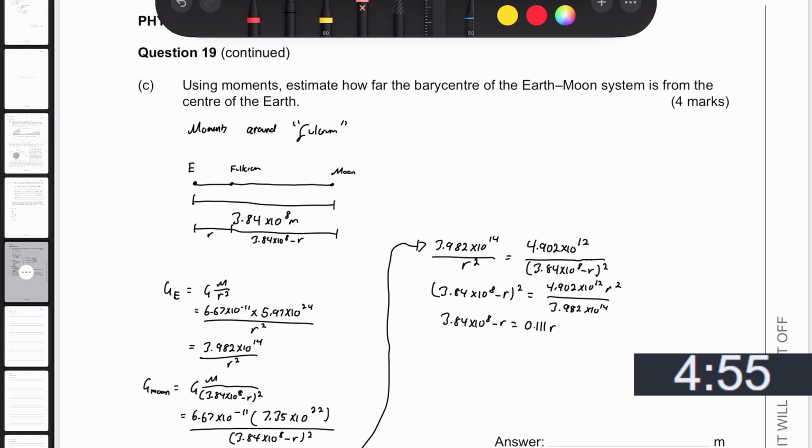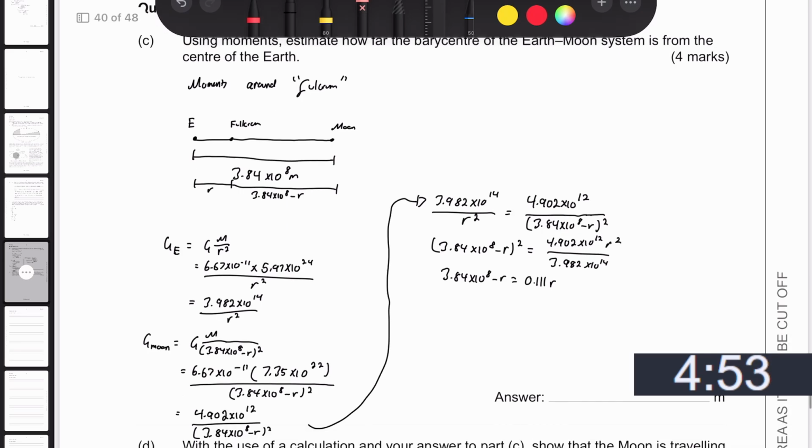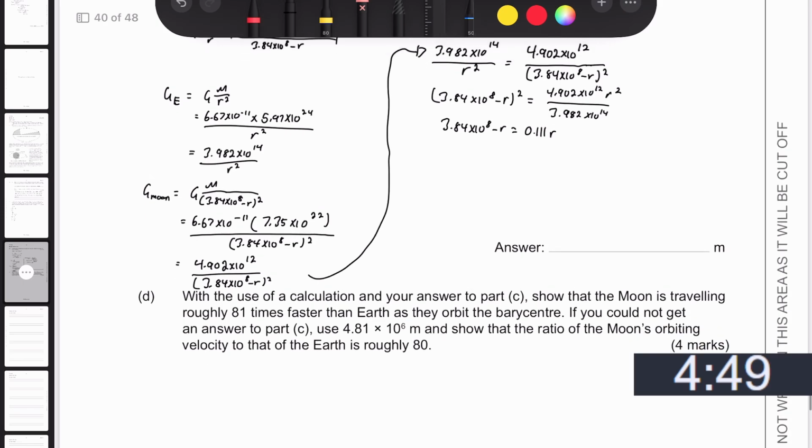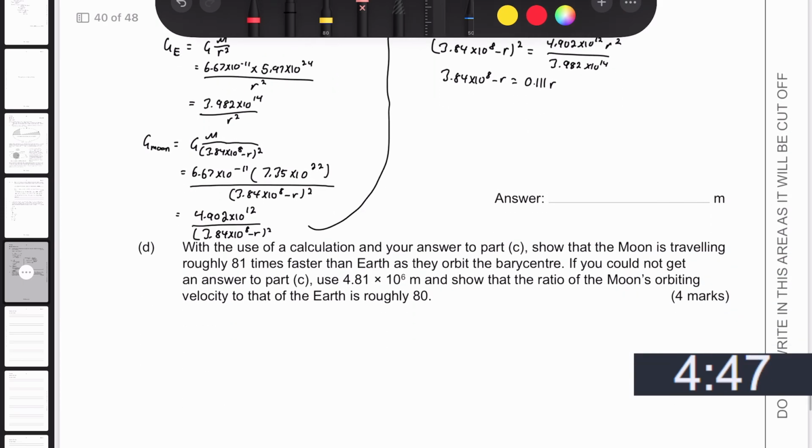It says using moments though. Wait, that's why I was doing it. It said using moments. Okay, I think I'm just going to do this. Show that the ratio of the moon's orbiting velocity to that of the Earth is roughly AT.